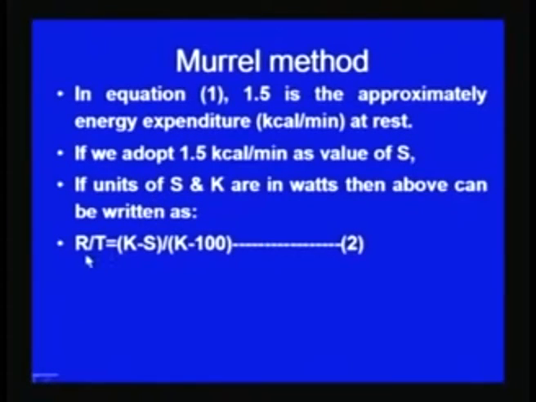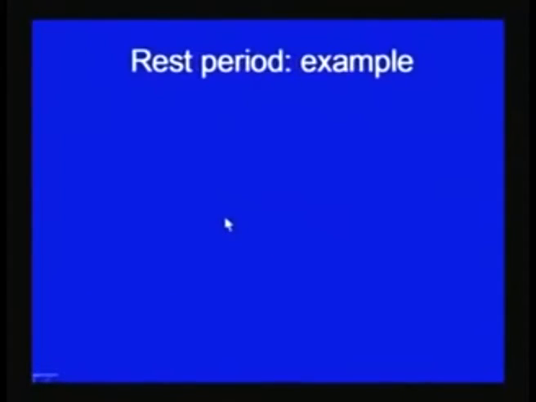can also be written as R by T is equal to K minus S divided by K minus 100, where the significance of all the parameters in this equation 2 is the same, except that S and K are taken in watts, while R and T are in minutes as before. R refers to the rest period, T refers to the total work duration.